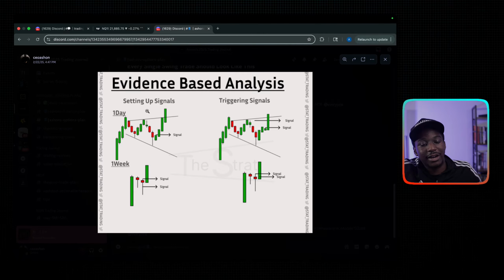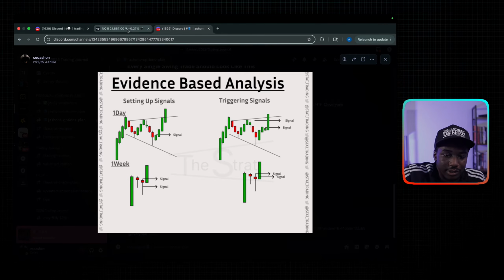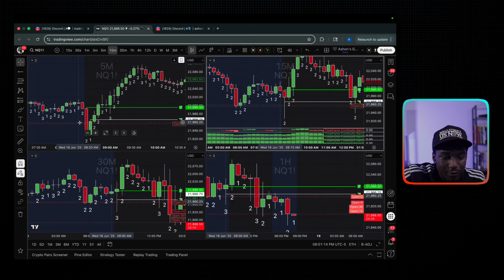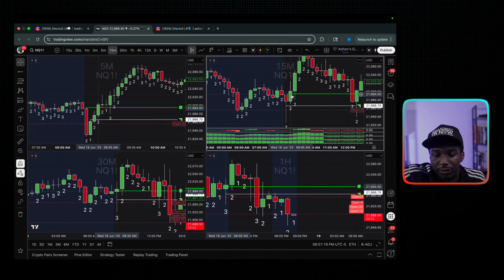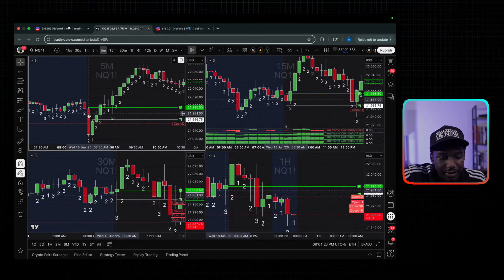Treat setting up signals like a layup, and treat triggering signals like a domino effect, where it just keeps knocking them down all at once. So right here, this 2-1-2 reversal is setting up the 2-2 reversal on the 15-minute time frame. Because right here, when does the 15-minute open up? At 8:45 in the morning, right? So what happens? It's 8:30. Then we have 8:35, 8:40, and the new 15-minute candle opens up right here.